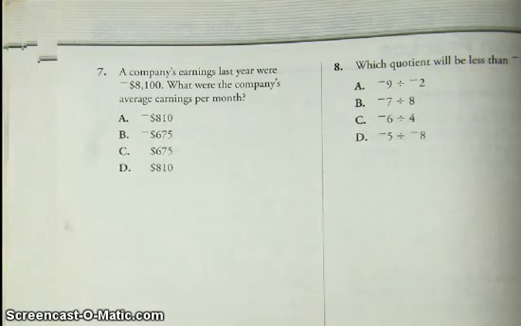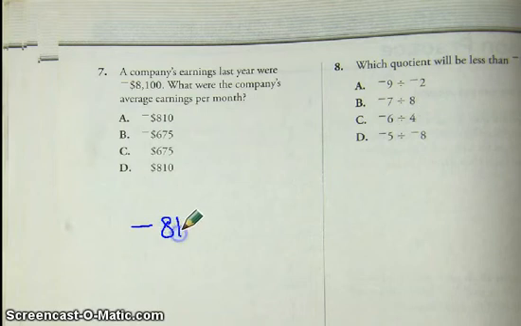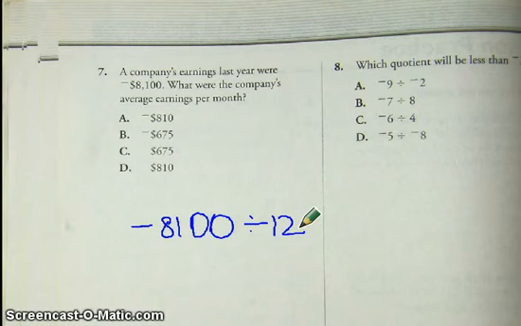A company's earnings last year were negative 8,100. What were the company's average earnings per month? So you've got to know that there's 12 months per year. So you're going to take that 8,100, you're going to divide that by 12 months in a year to find out the average earnings per month.